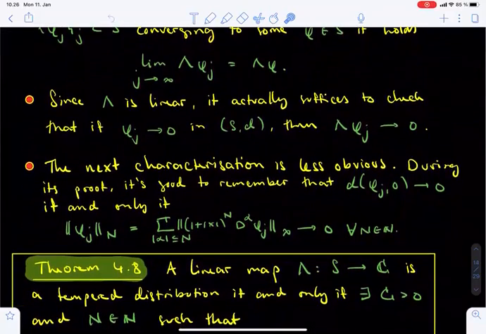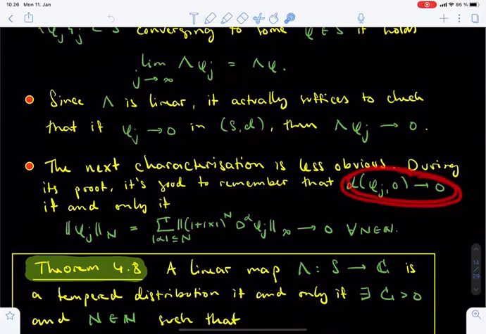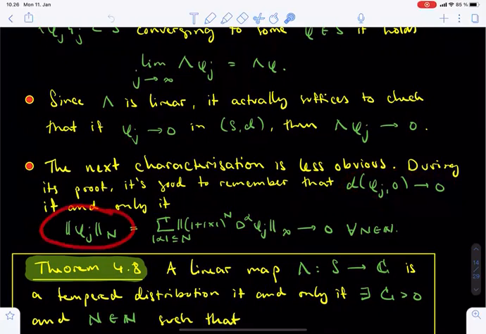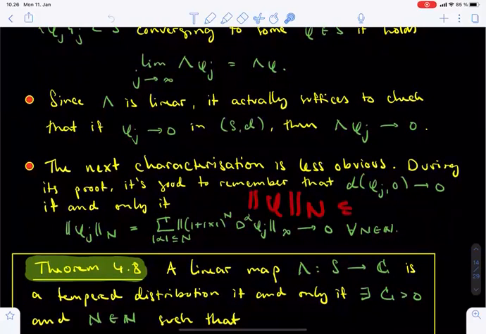The next characterization of tempered distributions, theorem 4.8, is a little less immediate. Before going to the statement, we recall that a sequence of Schwartz functions phi j tends to 0 in the metric D if and only if the n norms of the functions phi j tend to 0 as j tends to infinity, for each natural number n separately. It's also worth pointing out that the n norms increase as n increases, because the n norm involves the summation over all multi-indices of order at most n. So the n norm of phi is bounded from above by the n plus 1 norm of phi, and so on.